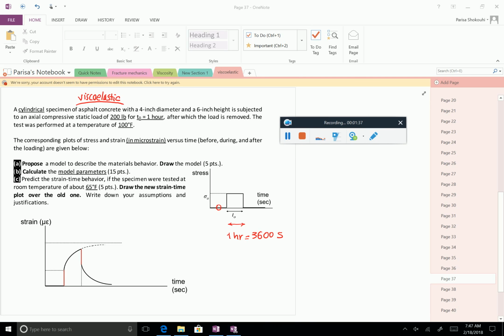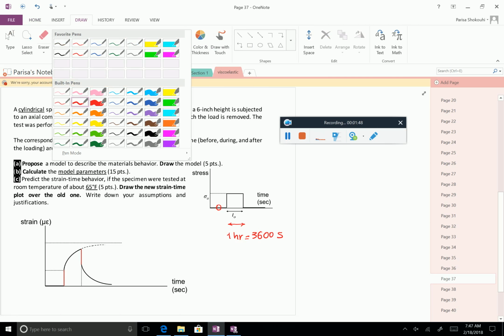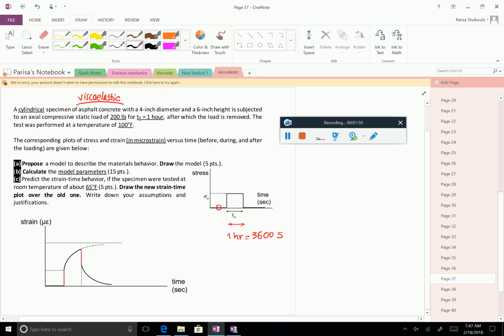And we have the stress versus time and the strain, where we have to add a few values to it. So the values here are 100. For a very long time, it approaches 100 microstrain, which is 10 to the power of minus 6, and this value here is 75, and this value here is 30.